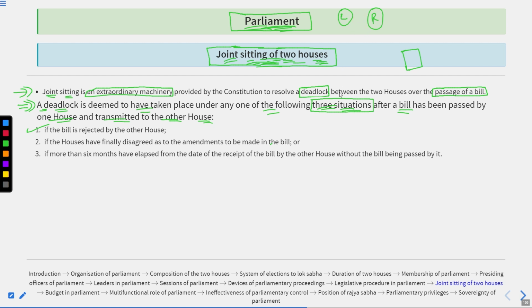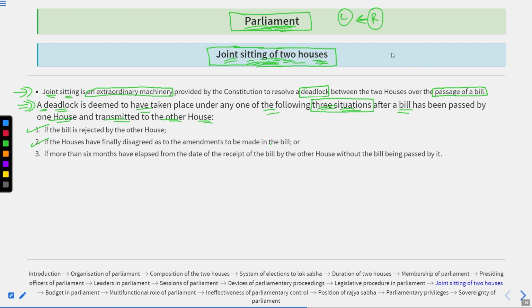Conversely, if we reverse the situation, the bill got passed in Rajya Sabha and then went to the Lok Sabha, but Lok Sabha rejected the bill. So one house passed, the second house rejected. The first condition is there. Second, if the houses have finally disagreed on the amendments to be made in the bill.